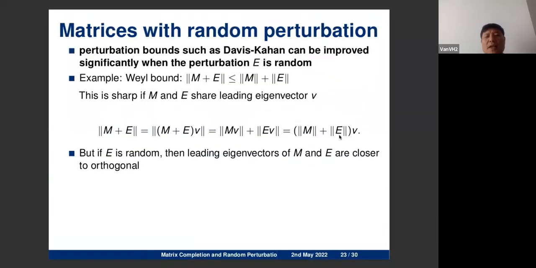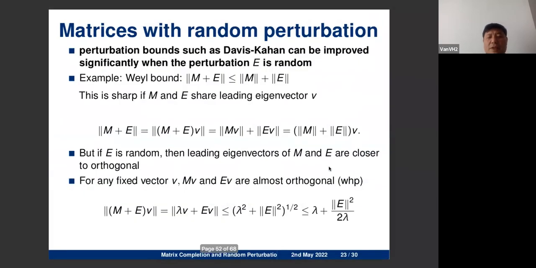So now comes the randomness. If E is a random matrix, then actually the eigenvectors of it are random, right? So the leading eigenvectors of M and E should be more or less orthogonal, right? They should not be the same. That's obvious. We can even prove that. We can prove that in many forms.